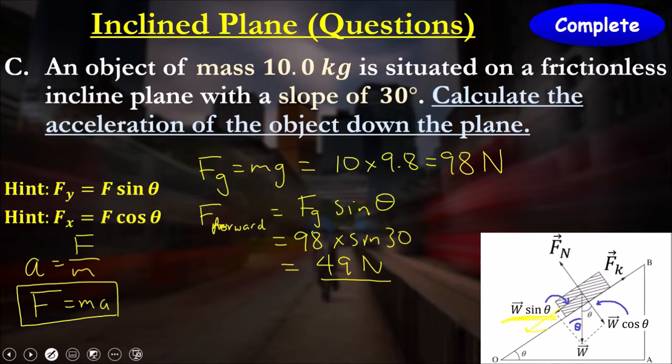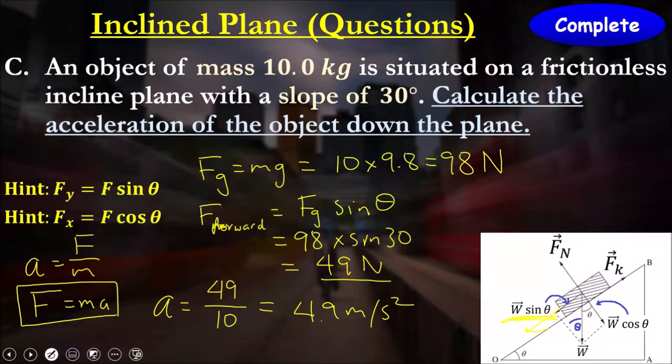So if I want to work out the acceleration, it's just the amount of force over the mass, which is 10. So I get an acceleration of 4.9 meters per second squared, and because it is going down the plane, we can say down the plane as a direction for our acceleration.